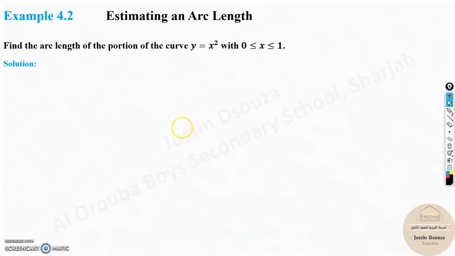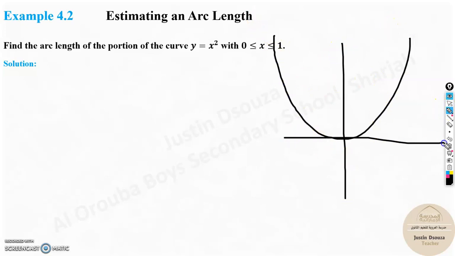We will solve more problems on estimating arc lengths. Here we have a problem where we need to find the arc length of the portion of the curve y equals x squared with x greater than 0 but less than 1. Looking over here, y equals x squared is a parabola. So we need to estimate the arc length of a parabola from 0 to 1, not the entire parabola, which just goes up to infinity. Only from 0 to 1, wherever it is, that arc length needs to be estimated.